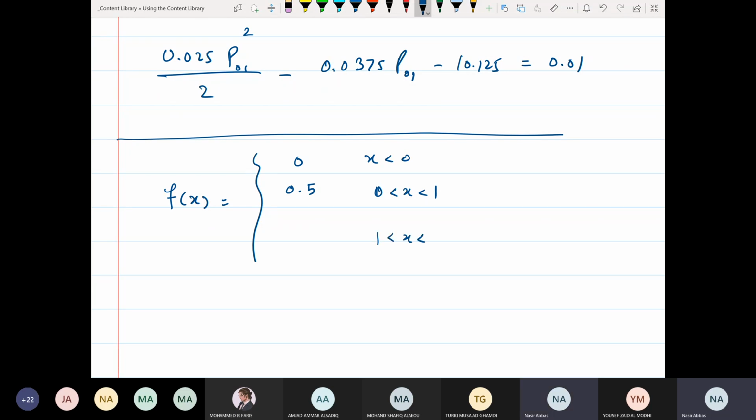When X is between 1 and 2, it is, let me identify what it will be. It's also half. And above 2, there is no density. Now, if this is your PDF, the density below 1 is half, the density above 1 is also half.